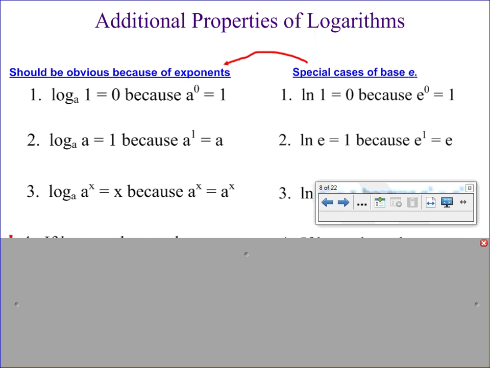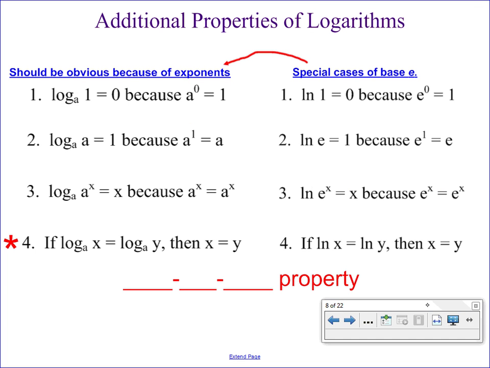There's additional properties of logs that all come from our powers, okay? They all come from our rewriting as a power form, and so we're not going to spend much time on this. However, we will point out the one-to-one property again. That will be useful when we're solving logarithmic equations later, particularly in next class.